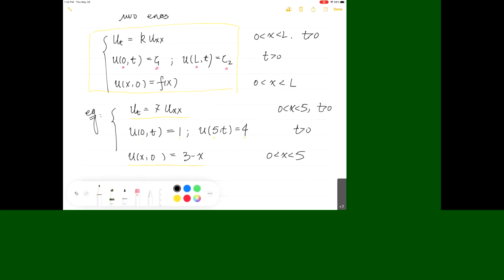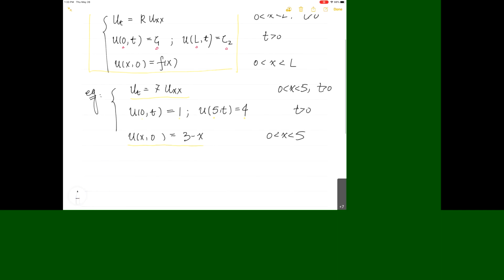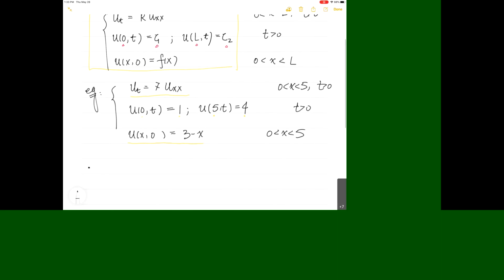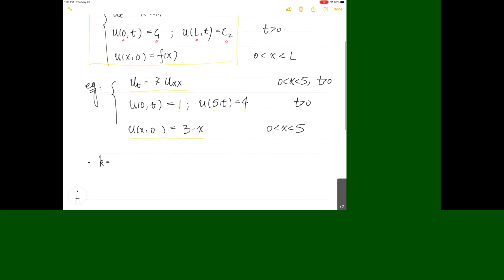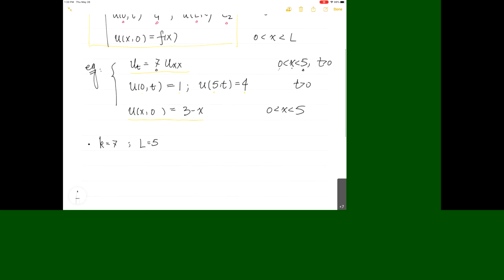Okay, so first we have to identify the problem, and then we use the corresponding formula to do it. All right, now let's figure out all the parameters. In this case, k equals 7, which is the coefficient 7, and L equals 5. So how do we read the total length of the interval? We can look at it here, the x goes from 0 to 5. 0 and 5 are the two endpoints. All right, so L equals 5.